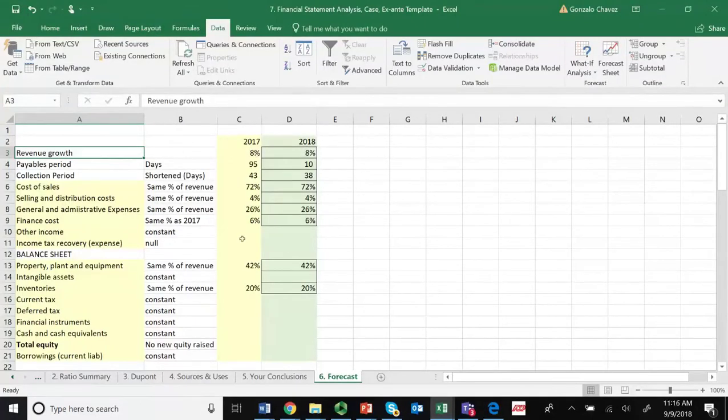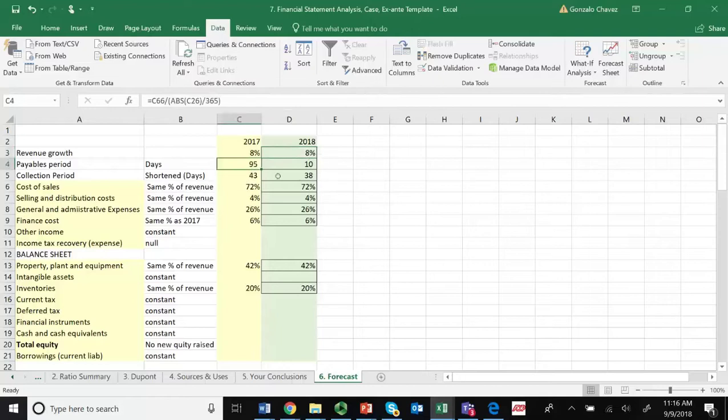So this is an exercise where basically you are in 2017 and you're trying to forecast the end of 2018. All right, and you want to know, based on your expected growth, in this case the revenue growth is expected to be 8% for 2018, what does that imply about how much funds you need? Okay, so you have a series of assumptions.